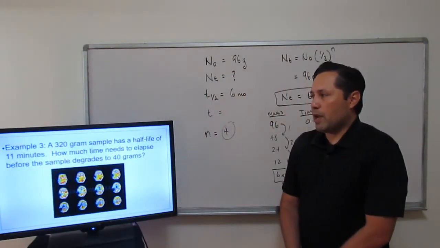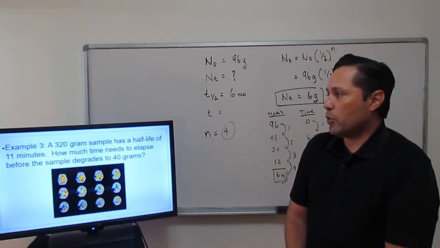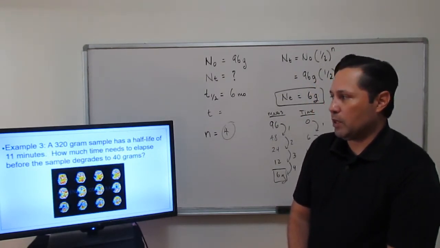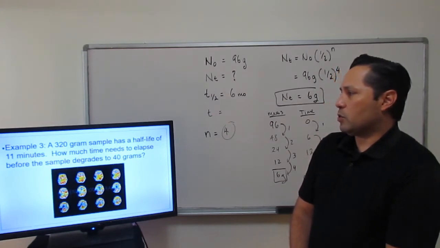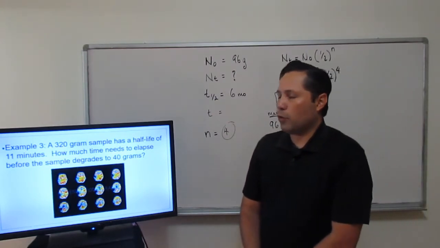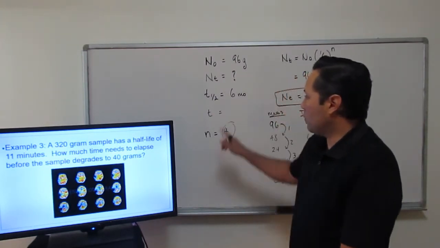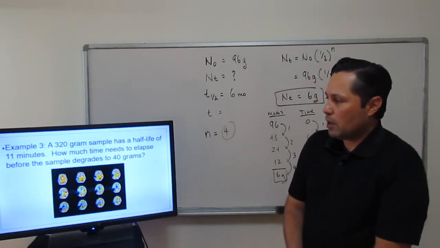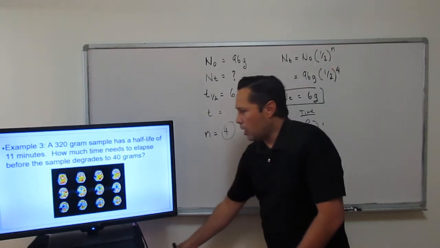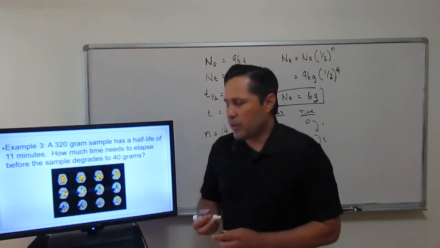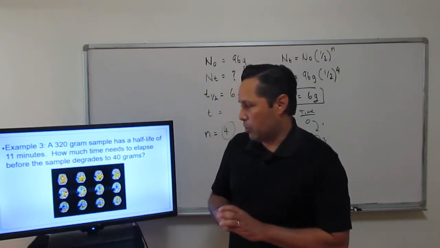On this example, they ask you, a 320 gram sample has a half-life of 11 minutes. How much time needs to elapse before the sample degrades to 40 grams? Alright, so now you're looking for time in this one in particular. I wanted to go ahead and mention the picture right here. In the picture, you see a scan of someone's brain.